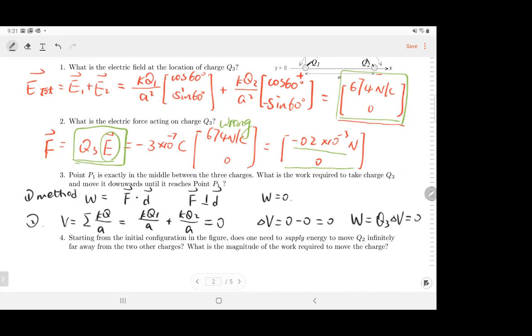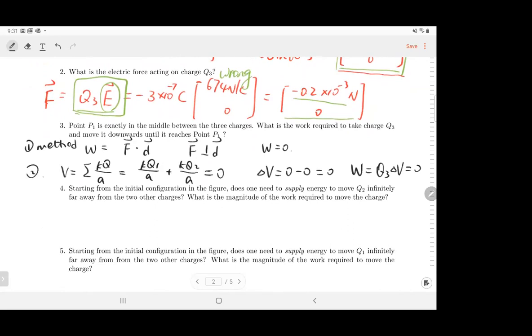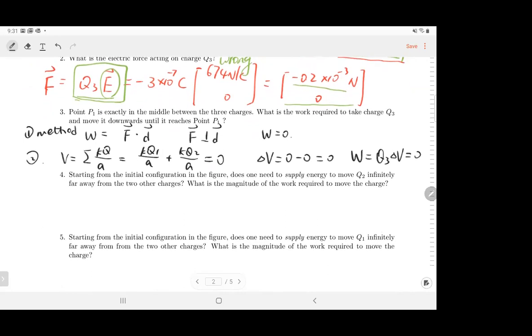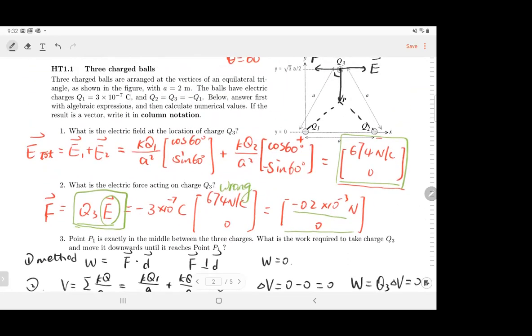Okay, so no matter what method you use, you should have a zero result. Okay, this is number three. Number four, starting from the initial configuration in the figure, does one need to supply energy to move Q2 infinitely far away from the two other charges? So, start from Q2. Start from here, then move to infinity. You are going to check the potential difference.